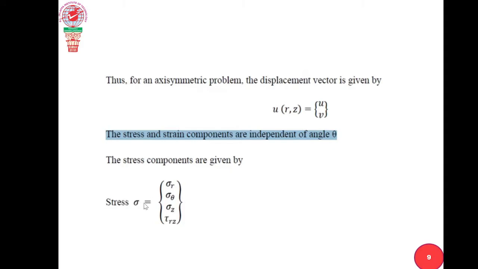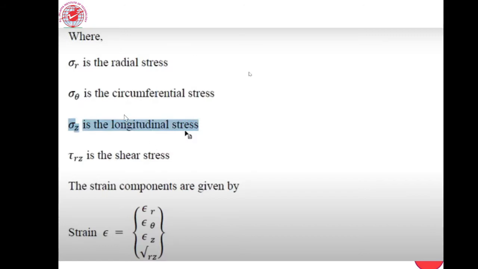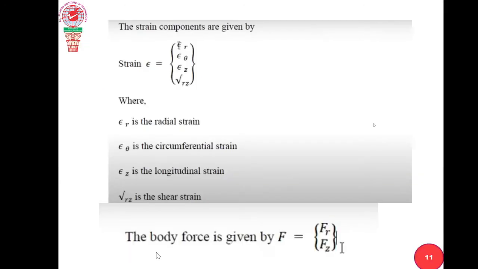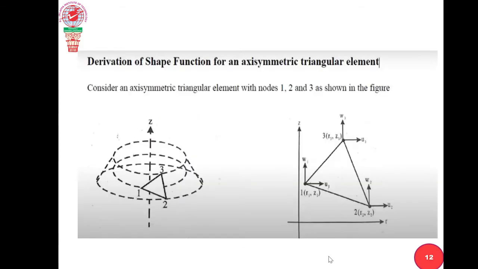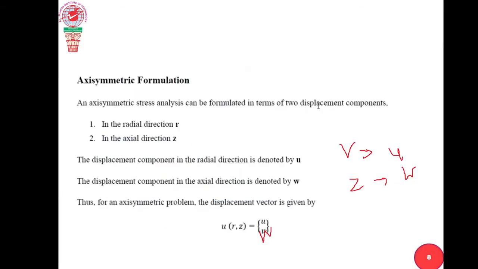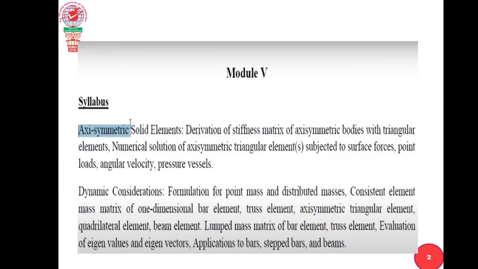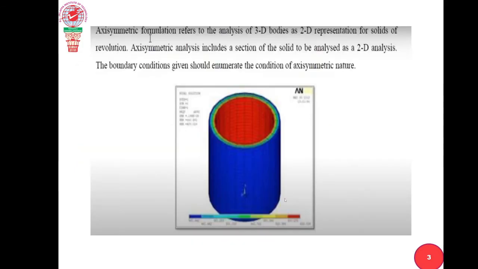Therefore, the stress matrix becomes sigma r, sigma theta, sigma z, and tau rz. That is not gamma rz, sorry, tau rz. This is the shear stress. Similarly, the strain matrix becomes, as already discussed, epsilon r, epsilon theta, epsilon z, gamma rz, and the body force vector is along the r and z directions only. Again, along the theta direction it is not there. Keep this in mind. So these are some of the basics with respect to the axisymmetric elements.